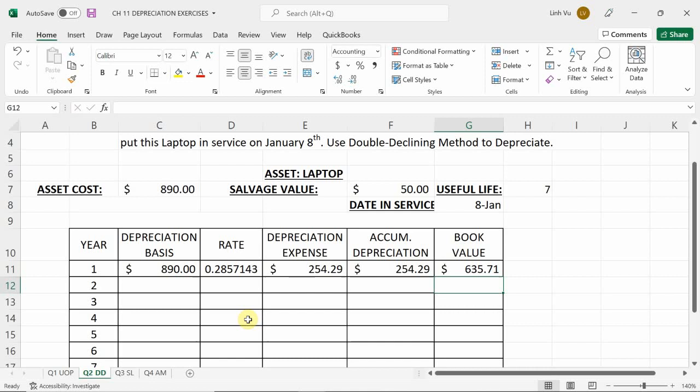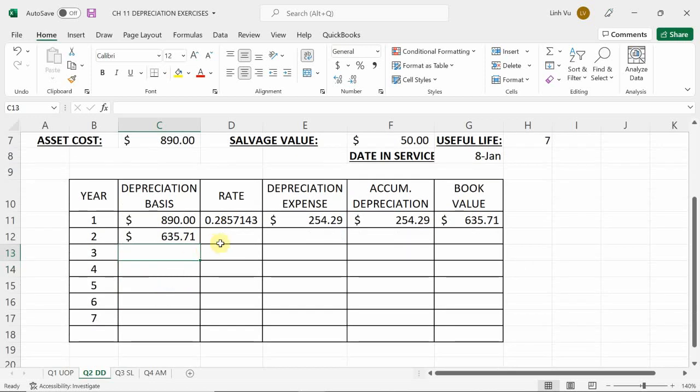So then what's my depreciation basis going to be for year 2? 635.71. Correct. You carry it over, because the beginning of the year book value is the same as the end of the first year's book value. At the end of the year, this is your book value, and that's the same as the beginning of the year for the second year. When doing double declining, you carry this value over to the next year.